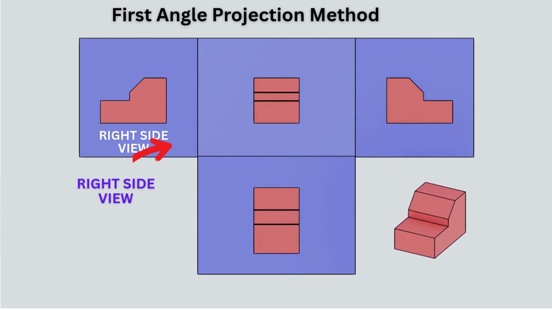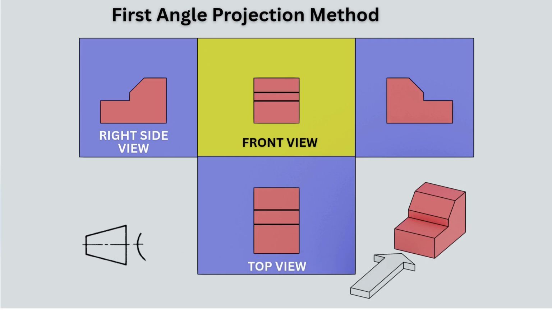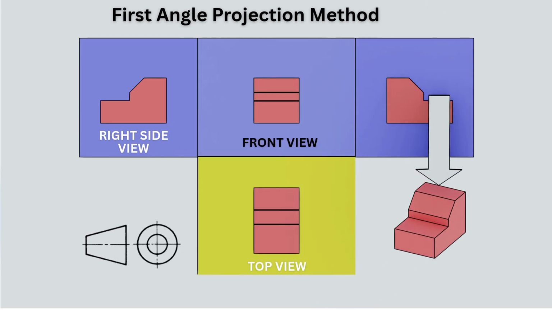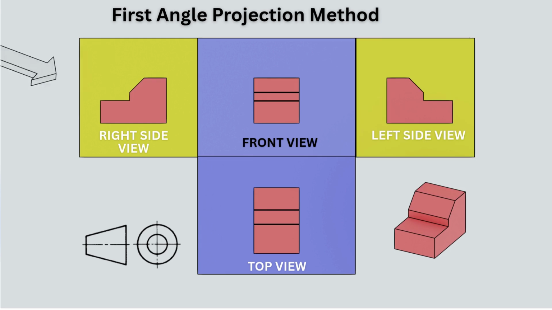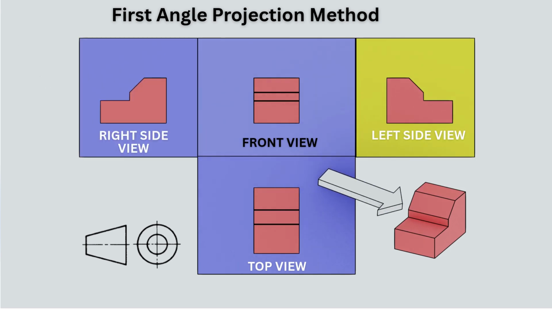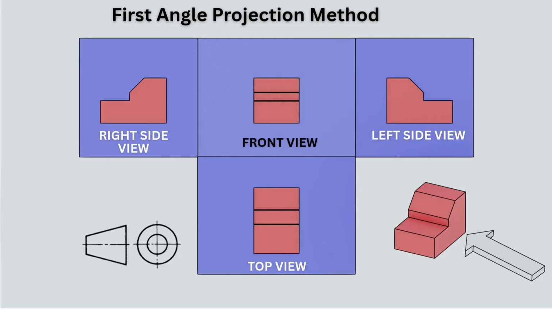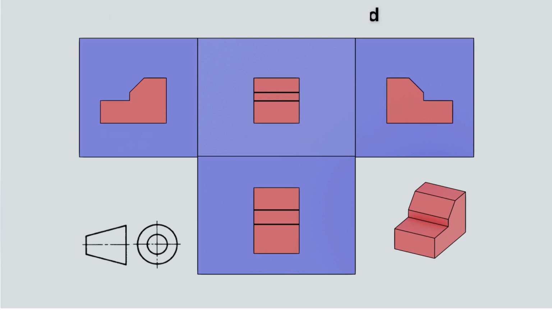To summarize the first angle projection method, the front view is placed in the upper part of the drawing. The top view is drawn directly below the front view. The left side view is placed on the right side of the front view. The right side view is placed on the left side of the front view. This arrangement is the basic rule of first angle projection. Thanks to this method, the three-dimensional form of an object can be shown on a two-dimensional plane in a way that everyone can understand in the same manner. Thus, clarity, standardization, and universal readability are achieved in engineering drawings.